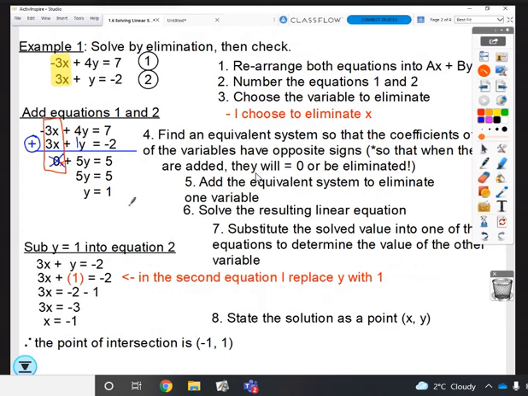We're going to divide each side here by 5, and we should get y equals 1. And it's a lot less work. Doesn't it feel like a lot less work? It's pretty good stuff.